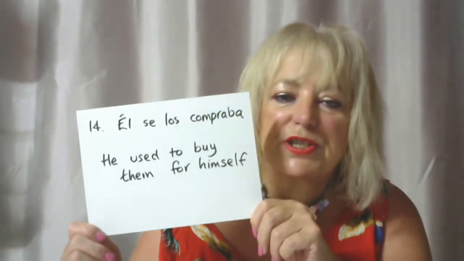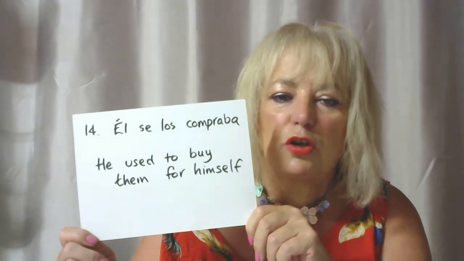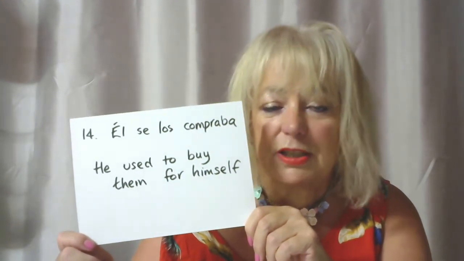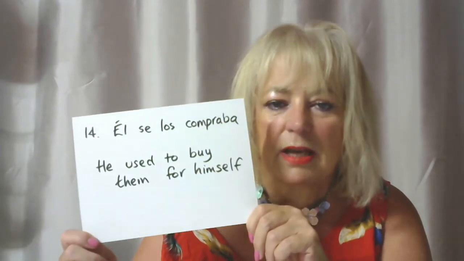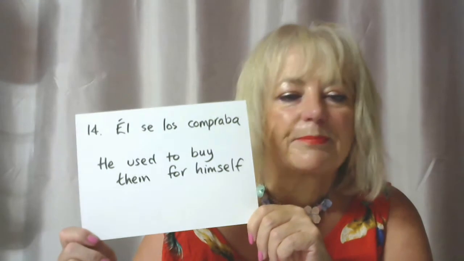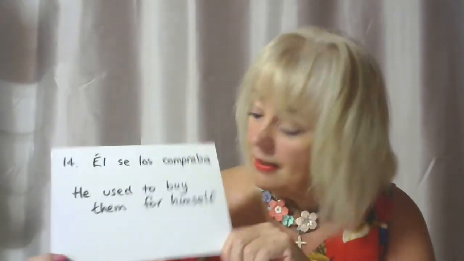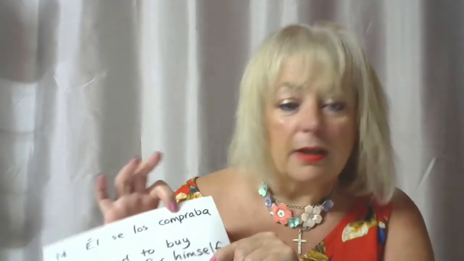Número 14. He used to buy them for himself. Él se los compraba. Imperfect, it's something he used to do, a repeated basis in the past, so it's the imperfect tense. Compraba, yeah. Él se los compraba. He used to buy them for himself, or he, for himself, them, he used to buy. Vale?